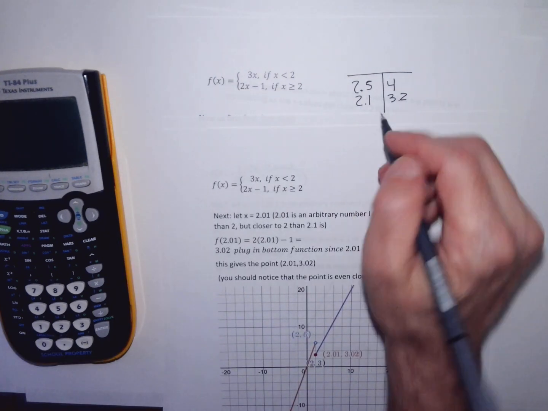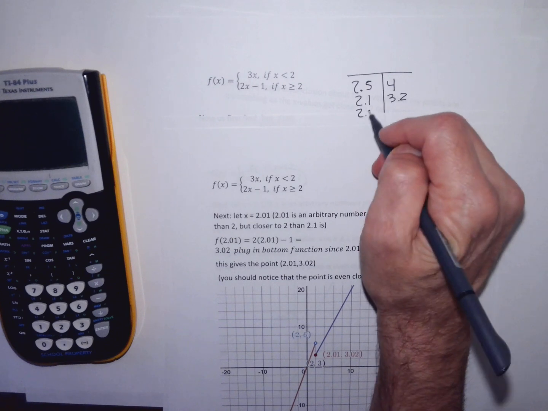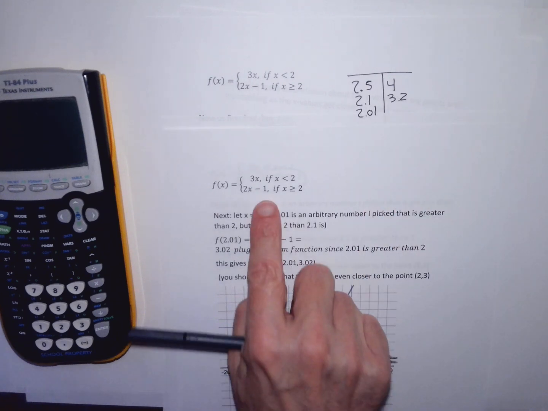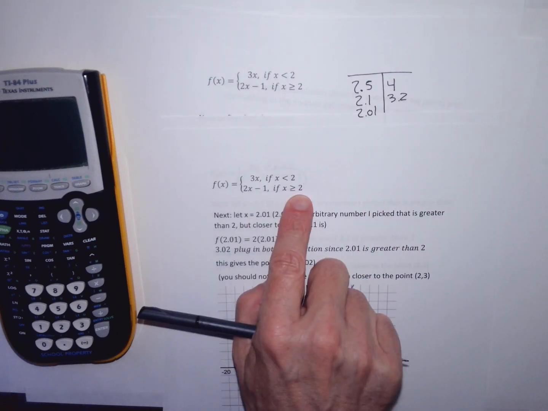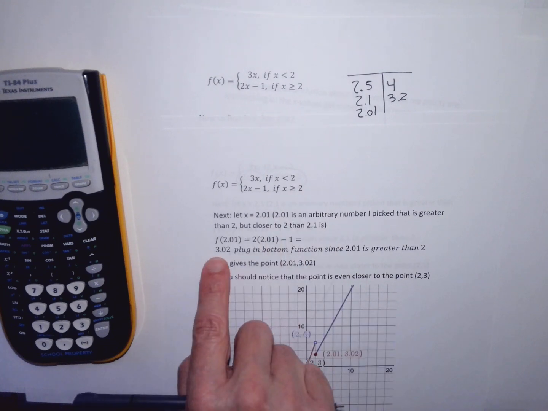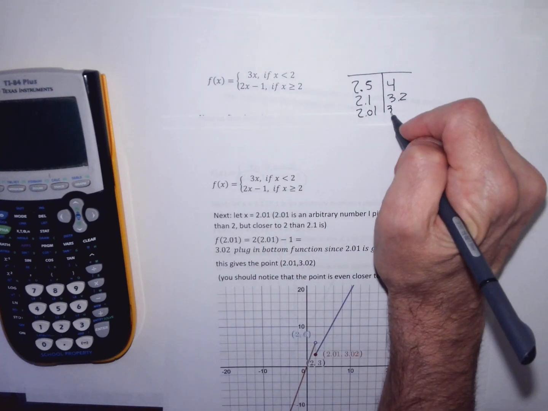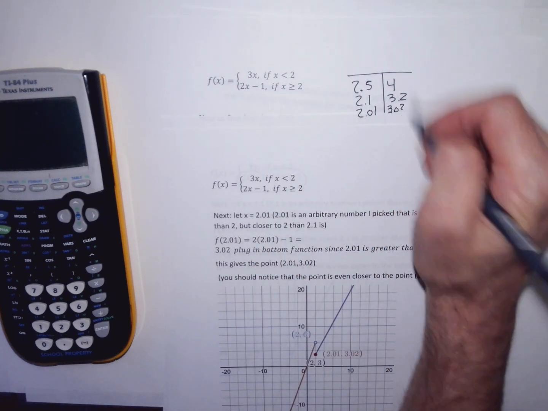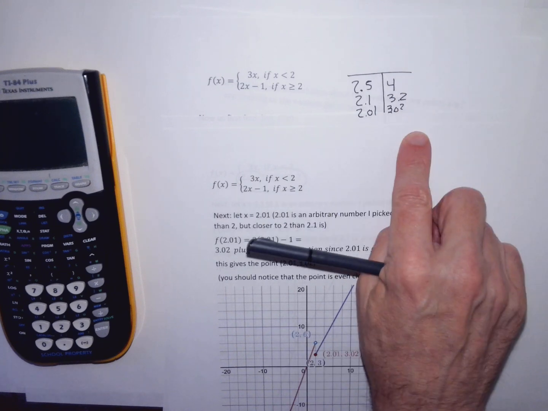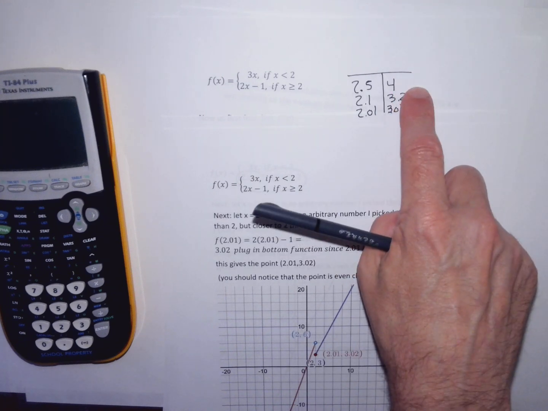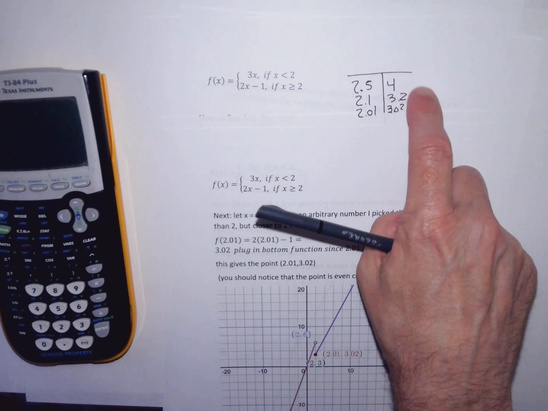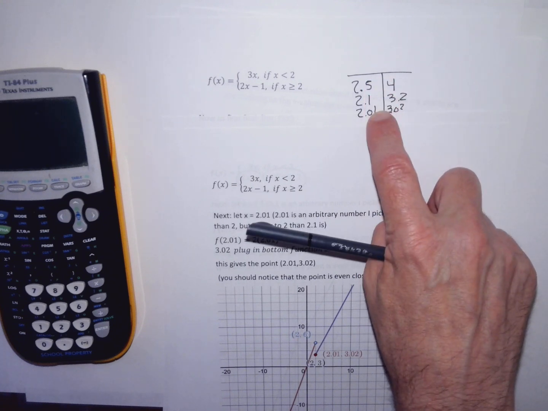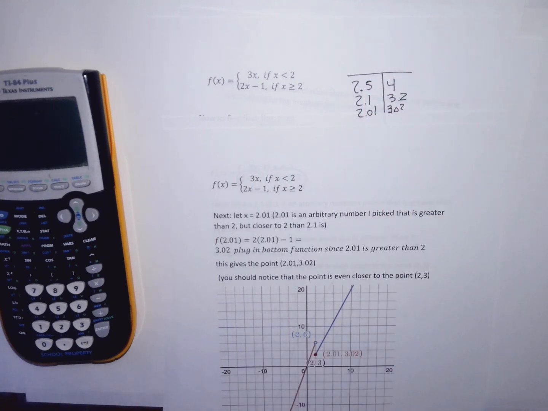And I did one more point. I plugged in 2.01, plugged it into the bottom function because 2.01 is bigger than 2, and when I plugged it in, I got 3.02. This is enough for me to believe that the right-hand limit's going to be 3. As I take numbers that are bigger than 2, but getting progressively closer to 2, the y's are getting progressively closer to 3. So I believe the right-hand limit is 3. And that's what I'm going to say in the next sheet.